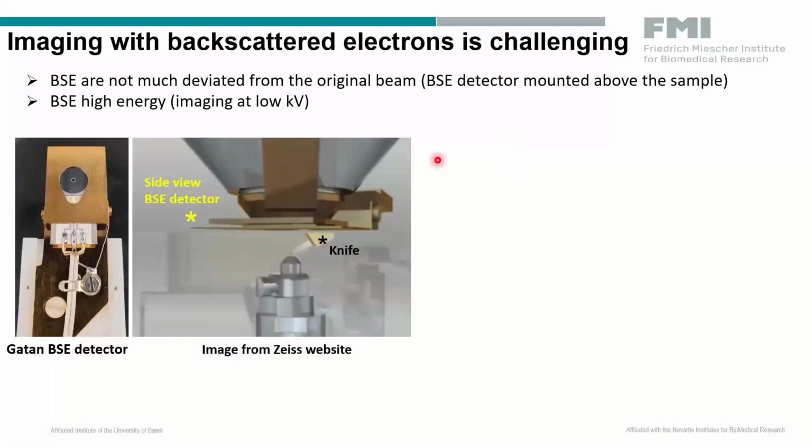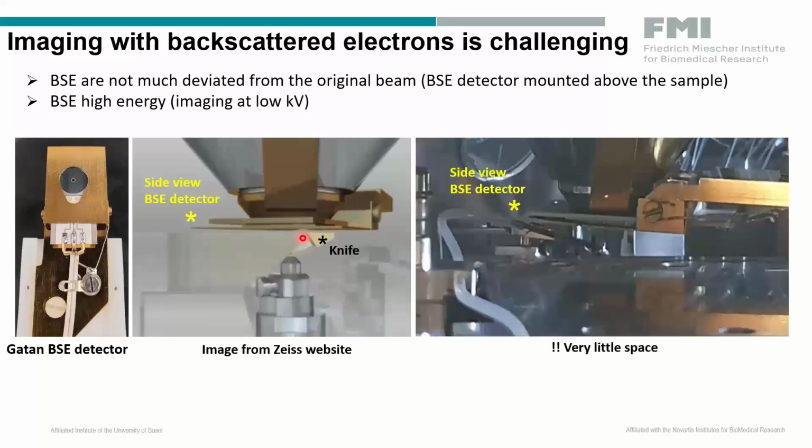Those are views of the Gatan backscattered electron detector. Here it's actually the detector that is mounted directly on the objective lens of the microscope. Here you have the view of the stub and the knife. So there is little space between the knife, the sample, and the detector.